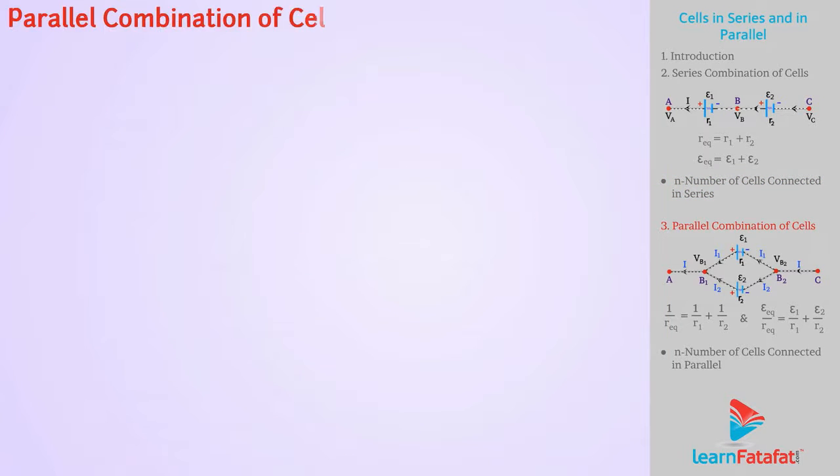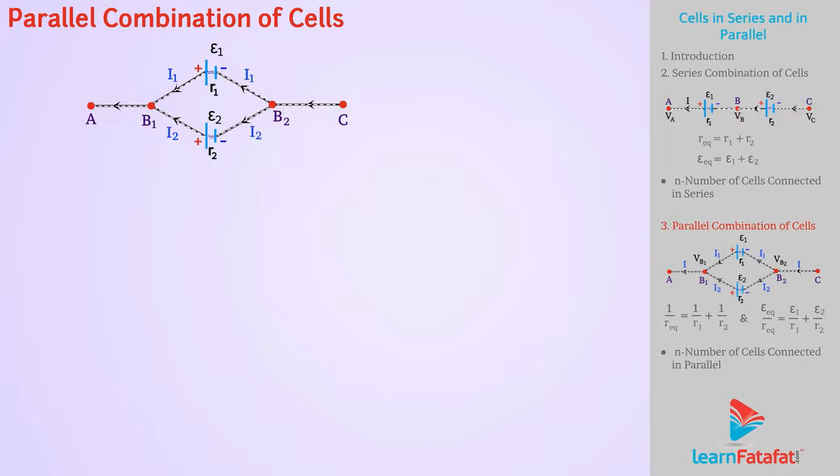Parallel combination of cells. Consider cells connected in parallel combination. In this case, currents I1 and I2 are leaving the positive electrode. Also, the outgoing current at point B1 is the same as the incoming current at point B2. Hence, the current I in this parallel combination is I equals I1 plus I2.